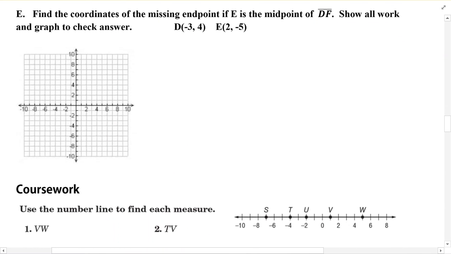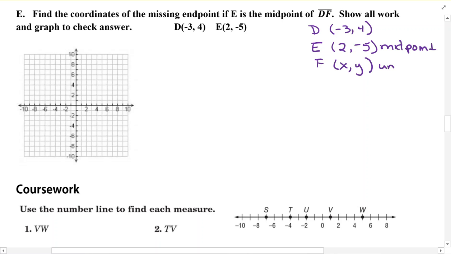The next problem is a backwards problem. We want to find the coordinates of the missing endpoint if E is the midpoint of DF. So D is one of the endpoints, E is the midpoint, and F is the other endpoint. D is (-3, 4). E is (2, -5), and this is the midpoint. And F is (x, y), which is unknown.